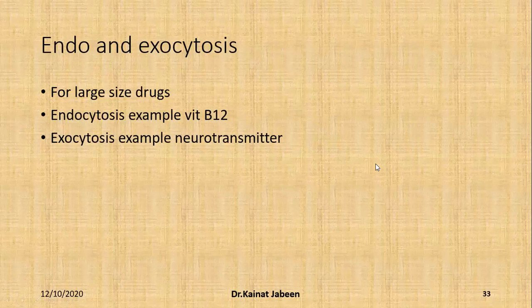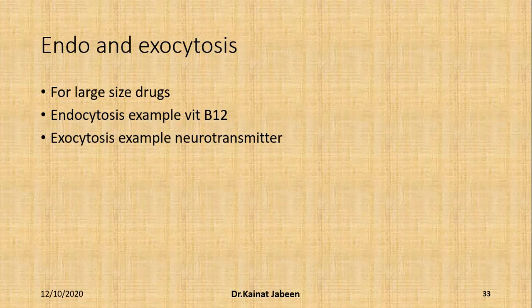The next is endocytosis and exocytosis. Endo means inside and exo means outside. So how does the drug move inside and outside? By phagocytosis. Phagocytosis means engulfment of something. For drugs of larger size and high molecular weight, there are a lot of drugs which are lipid soluble, but their molecular weight is so high that they can't diffuse. So they move with the help of this mechanism, endocytosis and exocytosis.